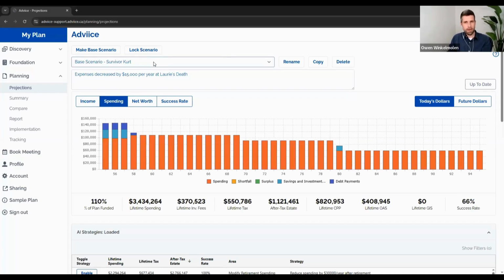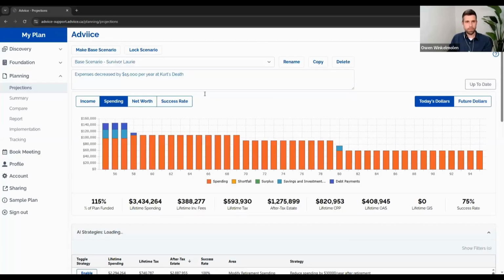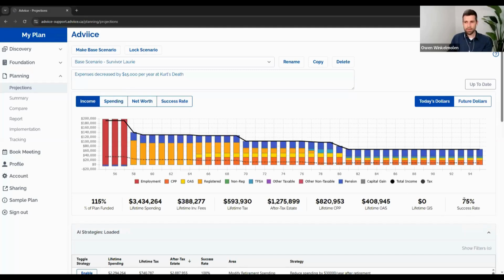And we'll come back to this one if we have time, but let's take a look at what happens if Lori were to pass away. Sorry, if Kurt were to pass away. So here, not quite as bad. We can see 75% success rate, same reduction in spending. But of course, for Lori, Lori will keep the entire pension. There's no reduction in the benefits. So even though we see a reduction in CPP and OAS, the fact is that there's more pension income. So the success rate's a bit better.